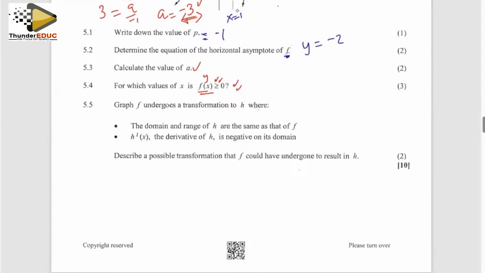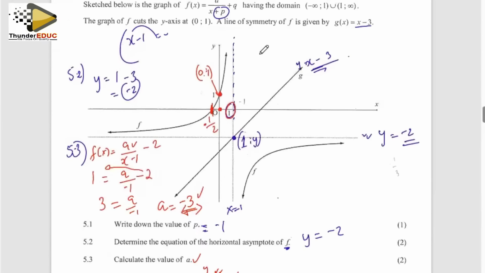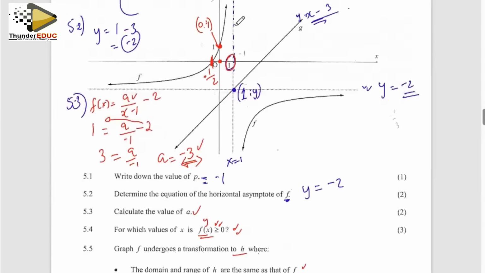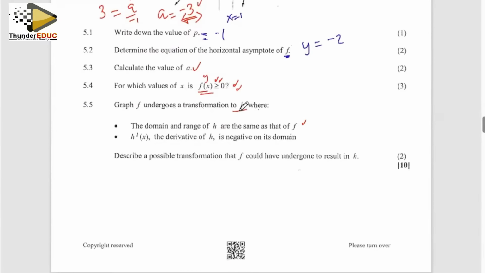All right, 5.5 for 2 marks. If f undergoes a transformation to h, where the domain of h is the same as that of f, okay, so the domain is the same. We're not changing this one. And then the derivative of h is negative. When you talk about derivative, we're focusing on the gradient. It must be negative on its domain. Describe the possible transformation that f could have undergone to result in that.